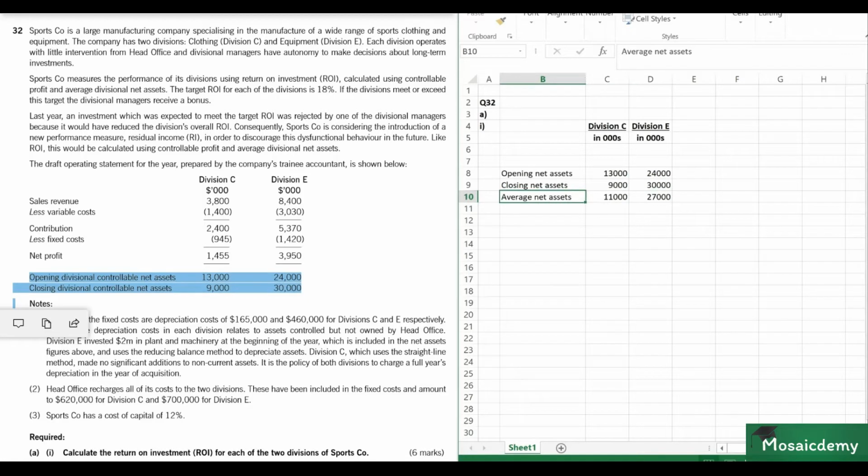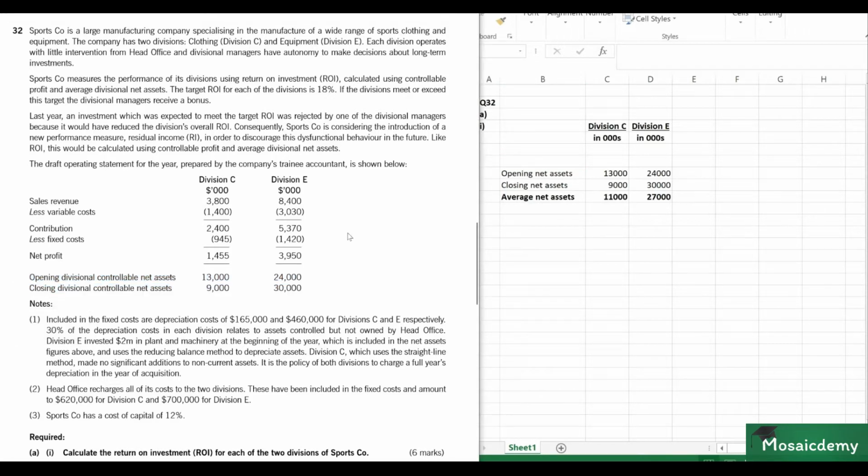So the main thing the examiner will be looking for is these numbers, so we'll make them bold so that they stand out to the examiner, right? Now let's talk about the controllable profit, okay? We have the net profit given and we have the contribution given, right? And then we have some notes given down below. Let's first go through the notes.